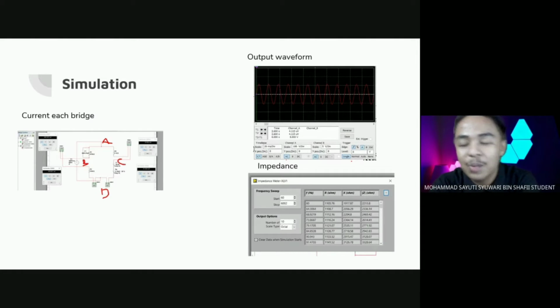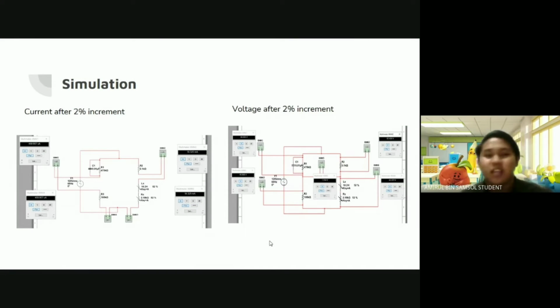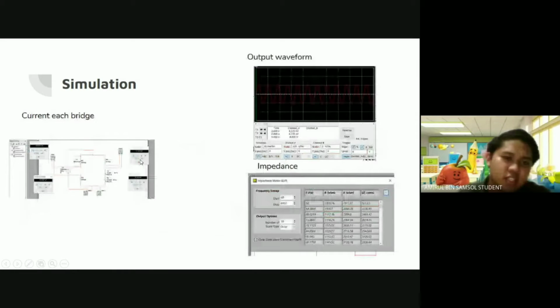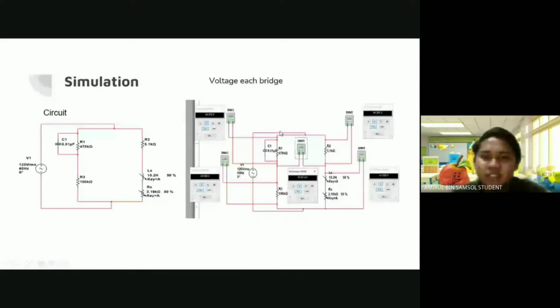Next I will pass to my friend AMIRUL to explain what will happen when a 2% increment is applied at the ZX arm. Okay, that's all for me. Thank you. My name is AMIRUL SAMSOL, and today I'm going to present what happened to the voltage and current after the 2% increment.